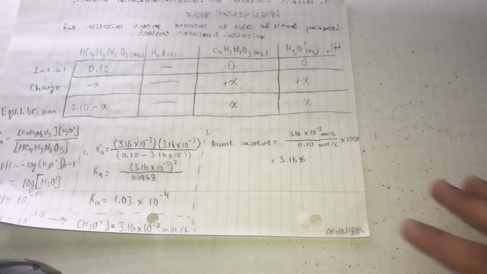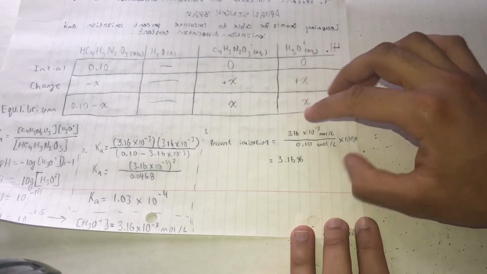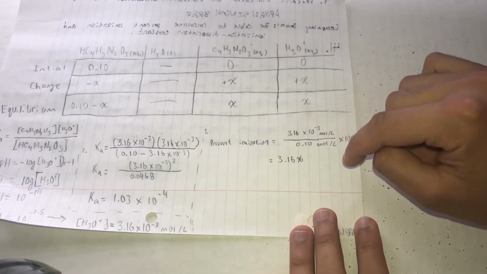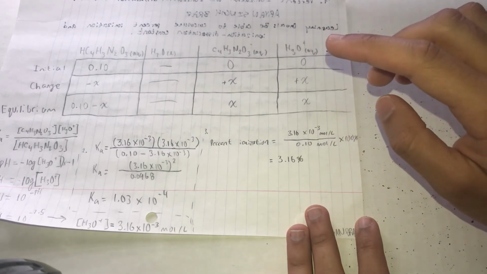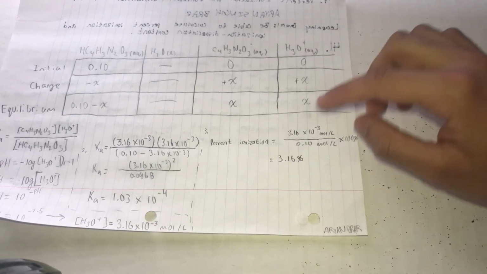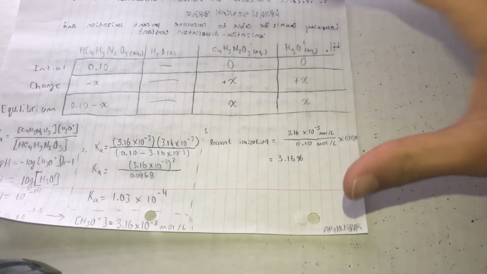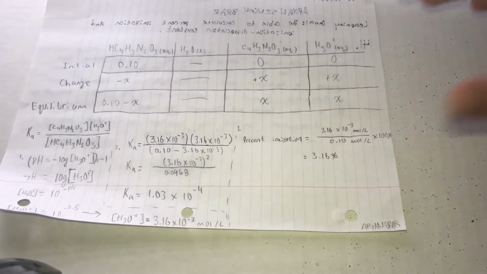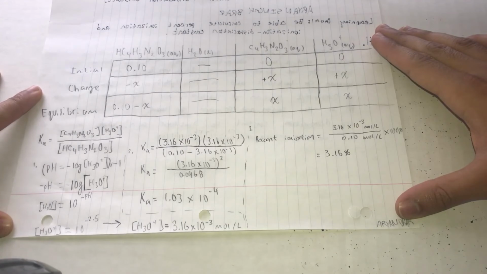And to find the percent ionization, which is really simple, you just put the dissociated concentration divided by the initial concentration of the acid that reacted, and then multiply by 100%, and you will get 3.16% for this question. That's it. There's a lot of moving parts here, but once you understand and you know your math, you're pretty good.